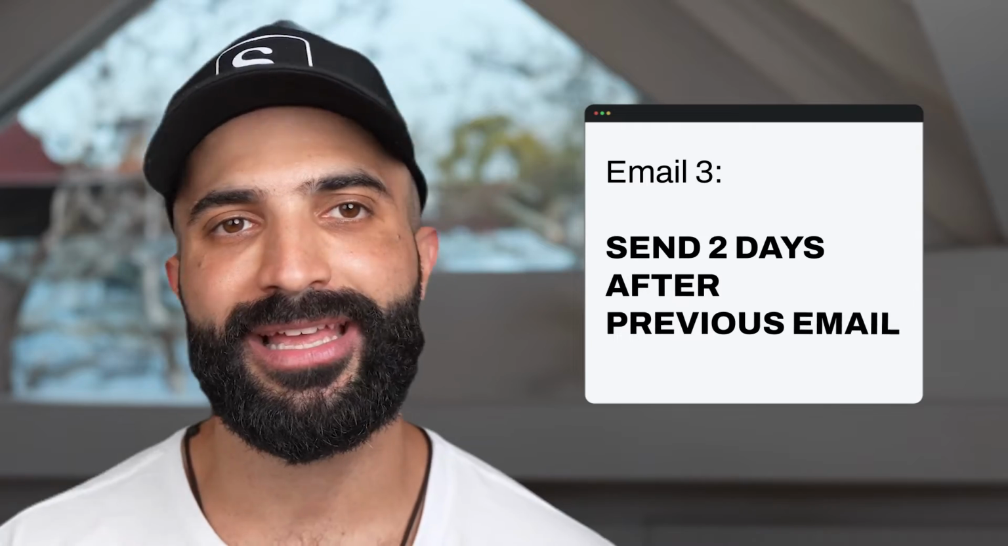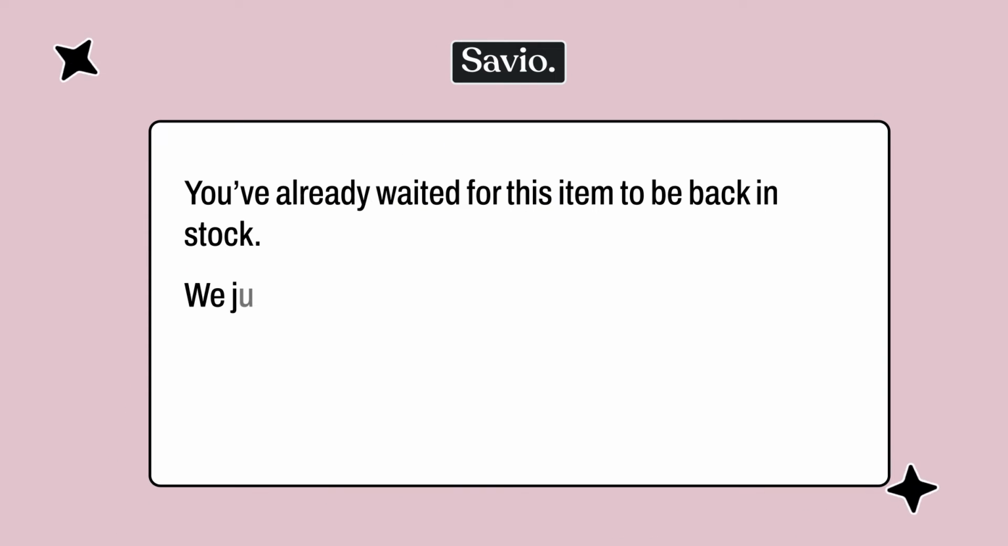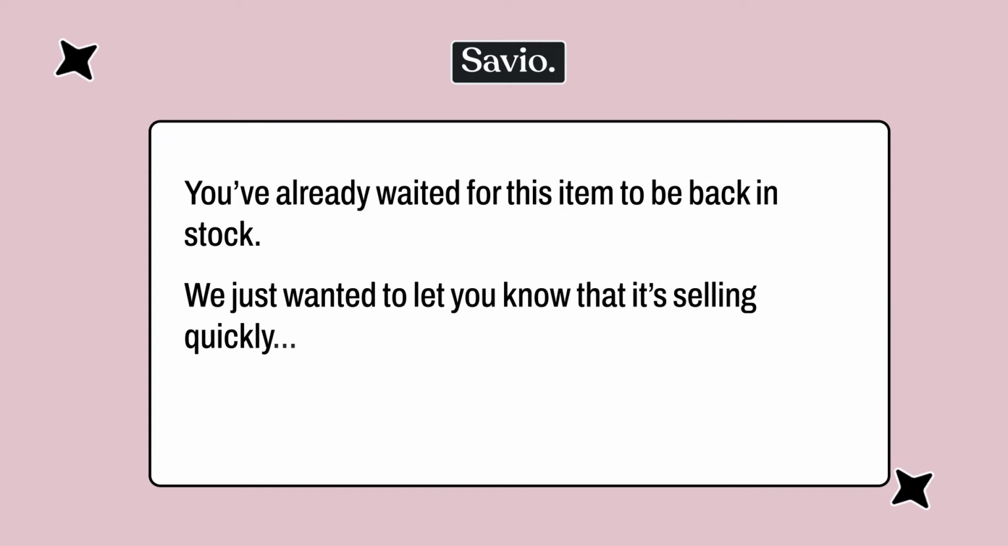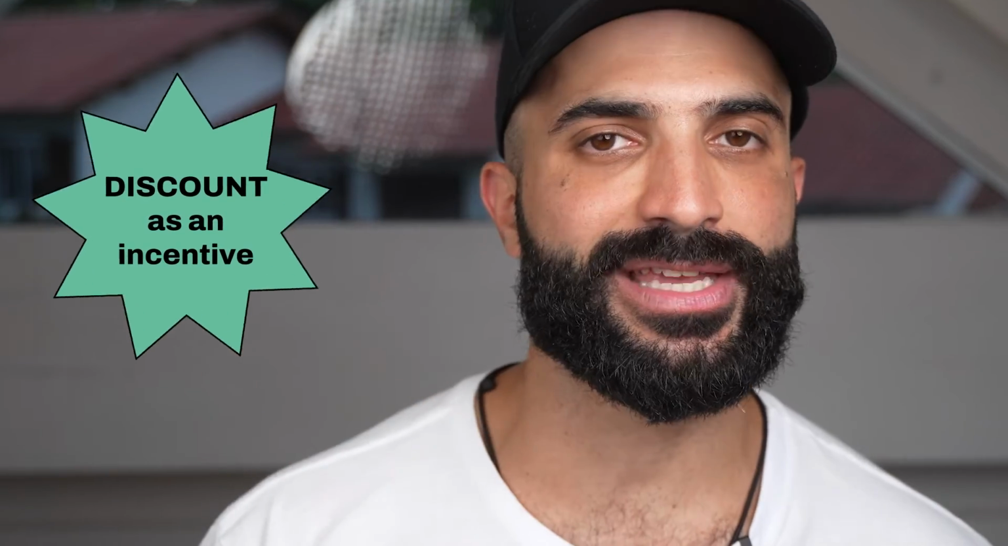As for email number 3, this works really well if you send it a couple of days later. This email is all about preventing your subscribers from having to wait again for restocking. It should read something along the lines of, "You've already waited for this item to be back in stock. We just wanted to let you know that it's selling quickly. So get a head start and restock before it's too late." Again, you can also offer a discount as an incentive over here, and you're all set.